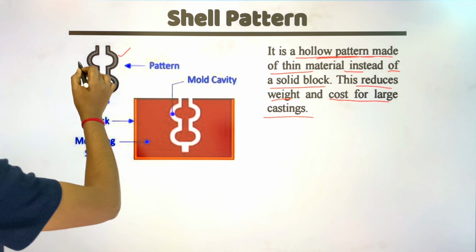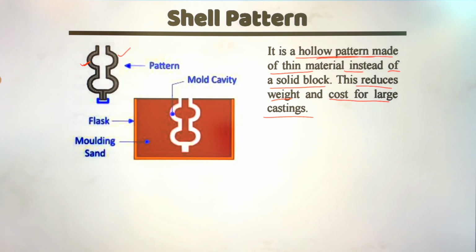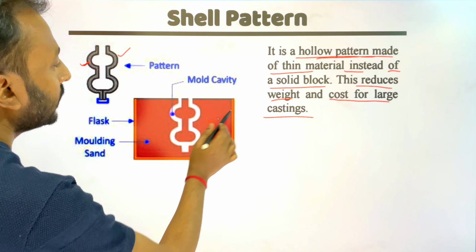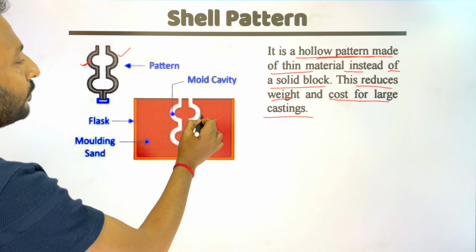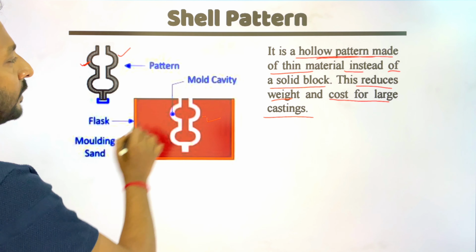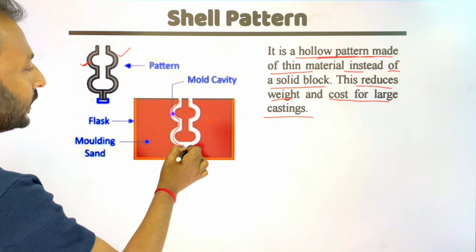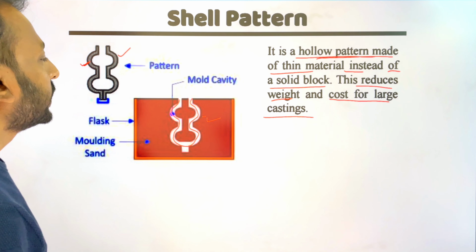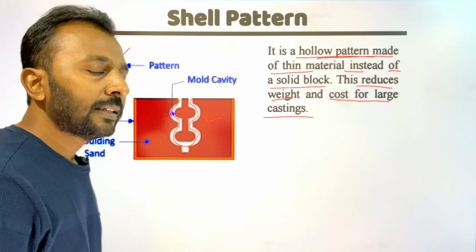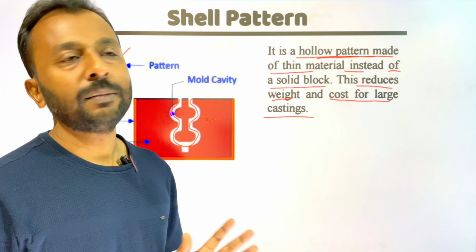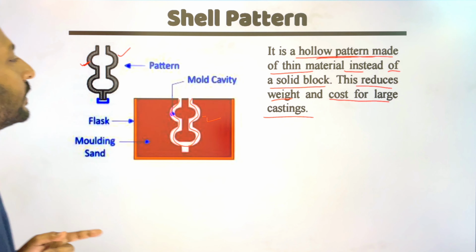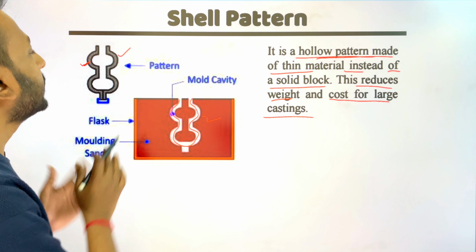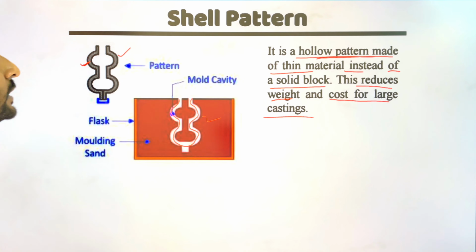So this one is the pattern, and this is placed into the molding box and creates the mold cavity. Now after creating the mold cavity, this portion is filled with the molten metal, and after solidification we get the perfect casting product. So this is the cell pattern. The cell is created using the pattern. That's why it is called cell pattern.